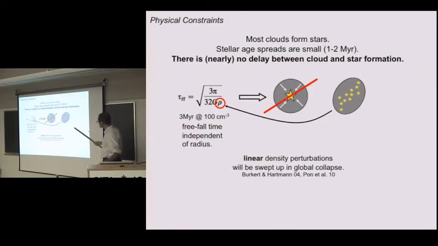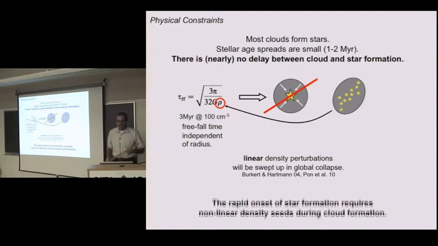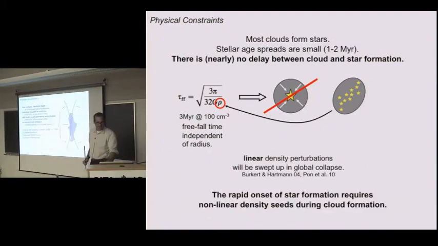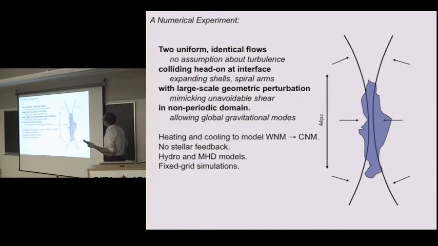So, in other words, linear density perturbations will be set up, and papers by Robert Hartmann demonstrate that very nicely, and then we need non-linear density perturbations. Okay. How do we get there, or how can we see this?